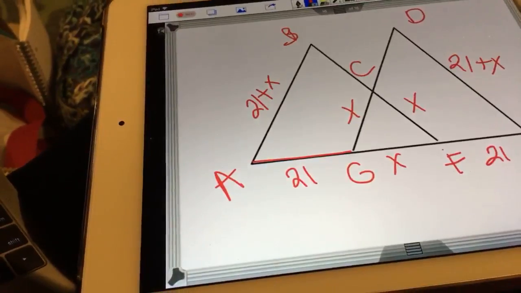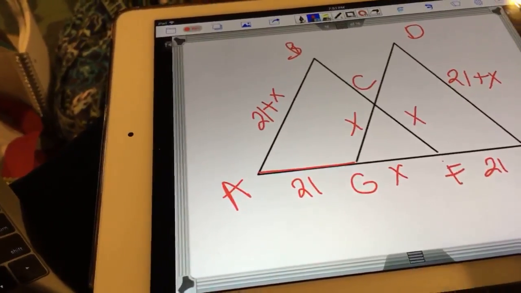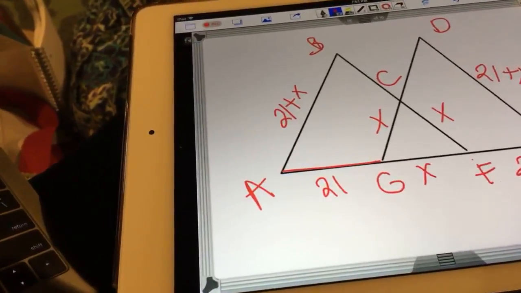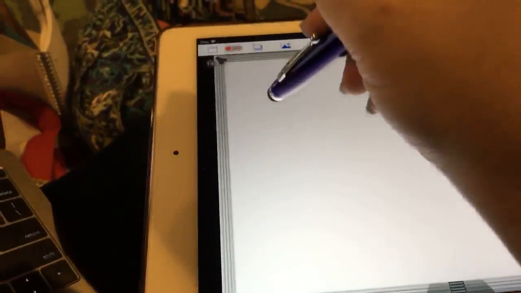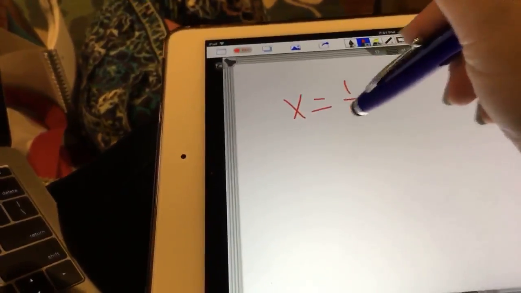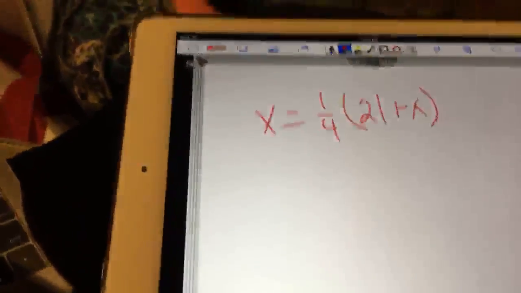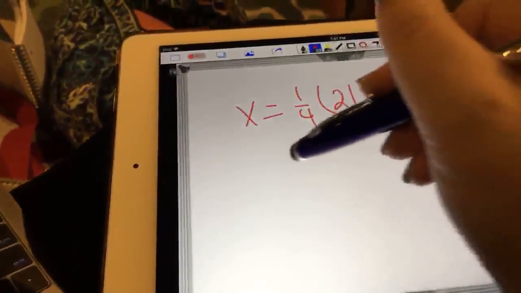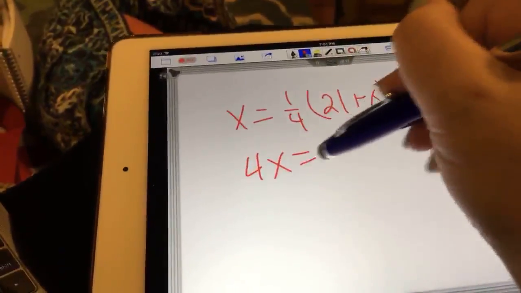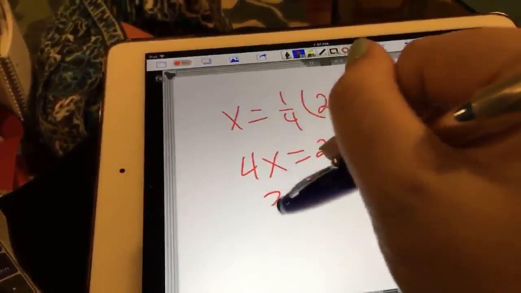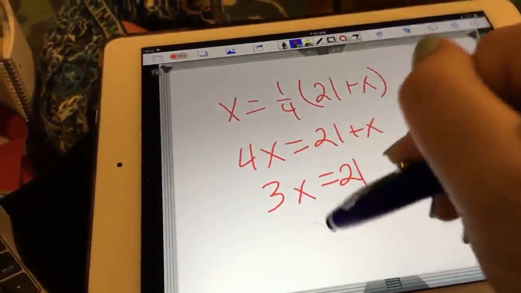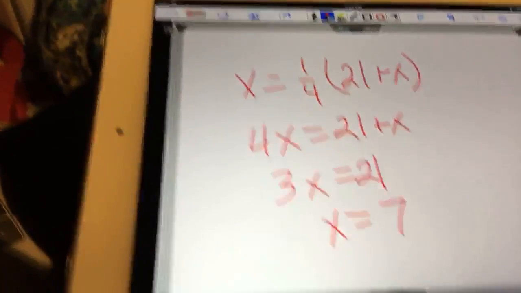CG, which is x, is going to be 1/4 AB, okay? So x is going to equal 1/4 of 21 plus x. All right, let's solve that equation. 4x is 21 plus x. 3x is 21, so x is 7.